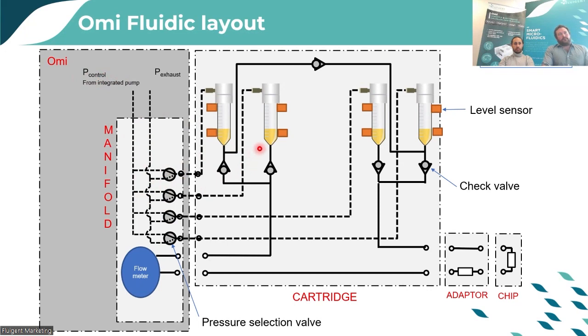You also have level sensors that are placed just close to the reservoir to detect if the liquid has reached the top limit of the reservoir or the reservoir is empty. By knowing this level state, you can actually automate and secure your experiments. For example, if you detect that an input reservoir is close to being empty, you will stop the experiment, otherwise you will inject air in your chip and it will destroy your experiment, so you don't want that.